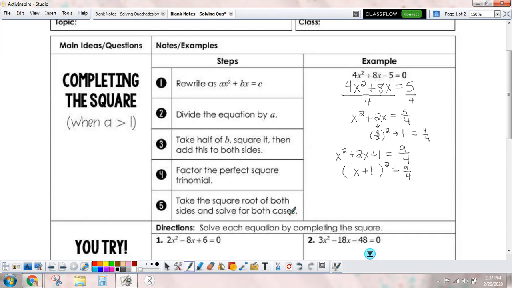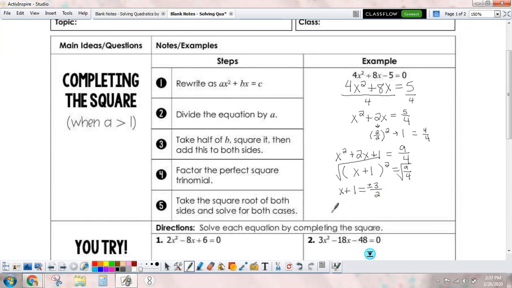And then we're going to step 5, take the square root of both sides and solve for both cases. So I'm going to have x plus 1 equals, remember, when I'm doing the square root here, I'm going to do the square root of the top and the square root of the bottom. So the square root of 9 is 3. The square root of 4 is 2. And it's a positive and a negative.